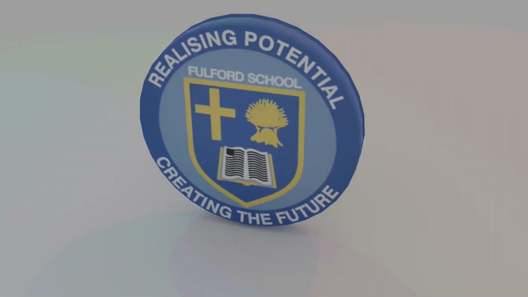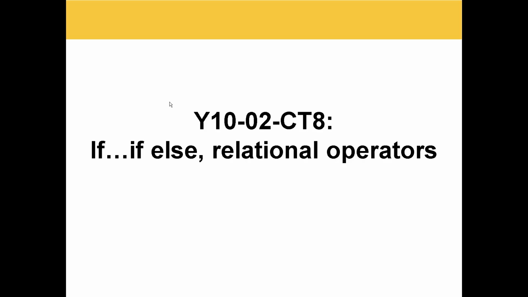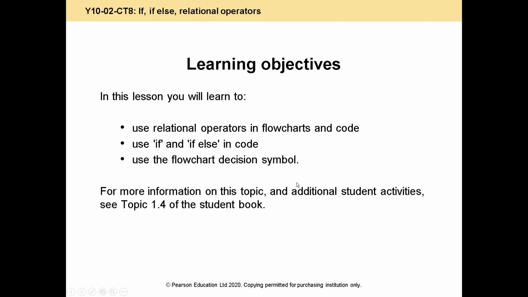Okay, good morning. So today we learn how to write code that can make decisions using the if and if-else and elif, all of that. So we need to know what relational operators are so we can compare two values and make decisions based on those. We want to be able to do that in flowcharts and we want to be able to do it in Python.